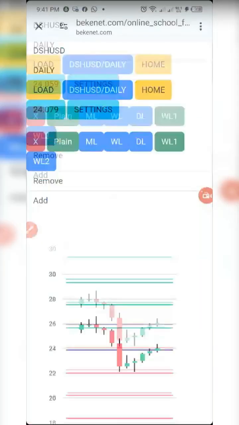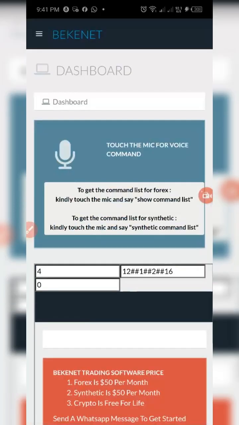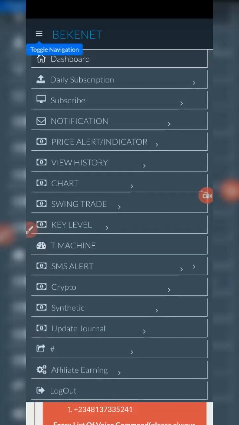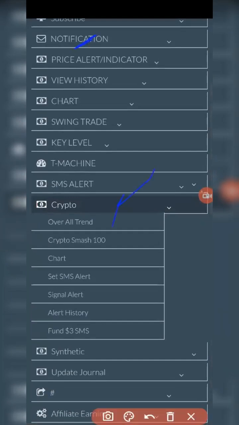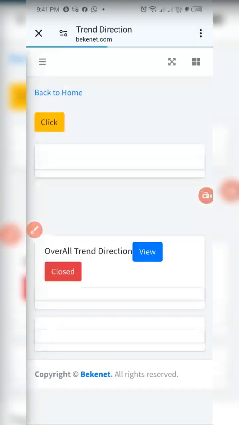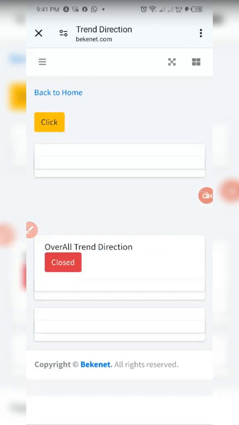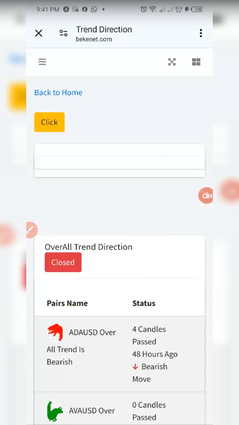Go back to the app. I'll click home. That should be the last one. Click on this crypto. As you can see, we still have other things here. We click on this trend direction, overall trend direction. This overall trend direction is going to tell me what is actually happening for that pair for a long period of time.